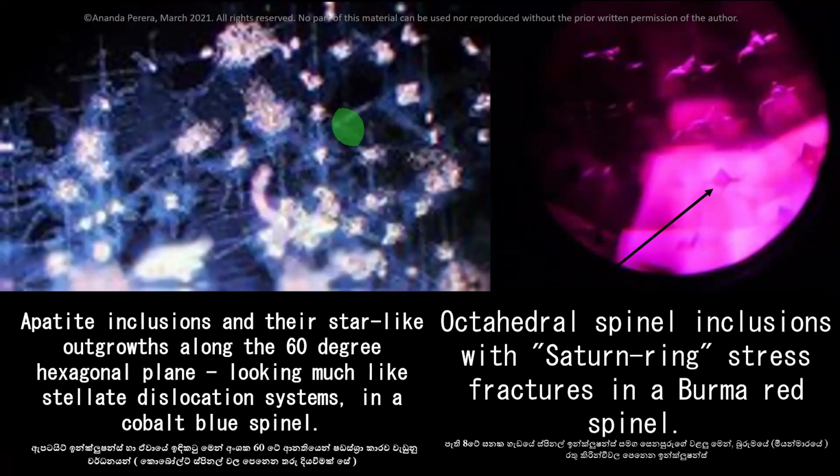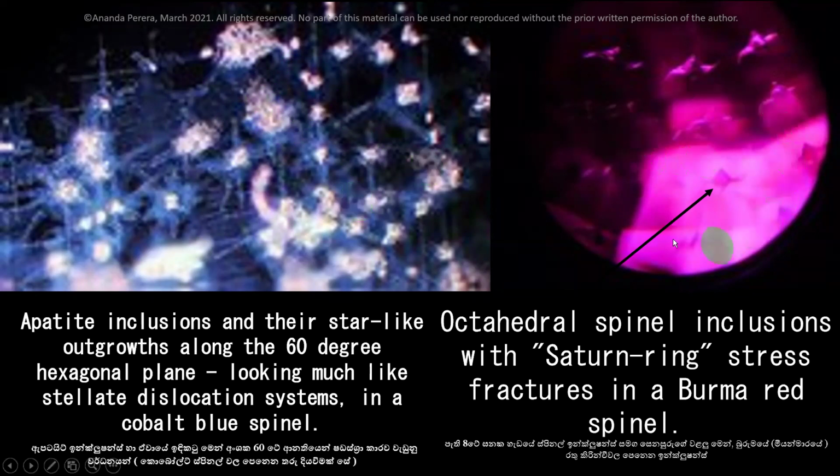Looking much like stellate dislocation systems in the cobalt blue spinel. It is star there, but it is dissolved light, dissolved starlight. This is the famous inclusion inside the cobalt spinel, cobalt blue spinel.